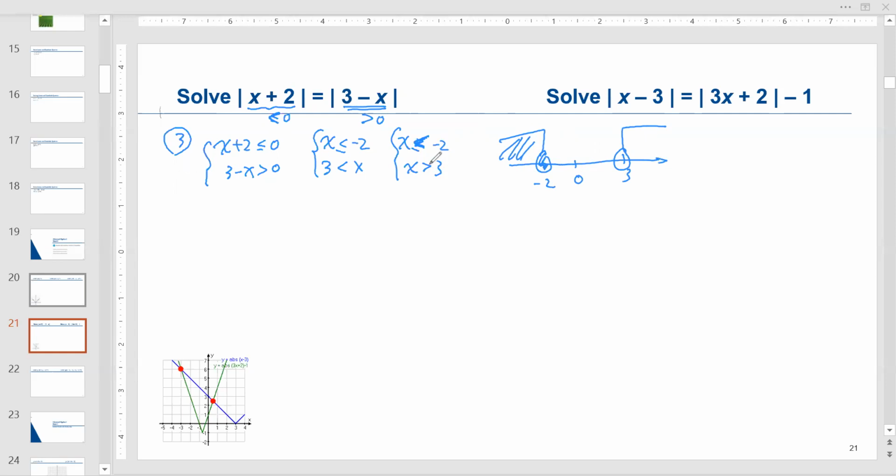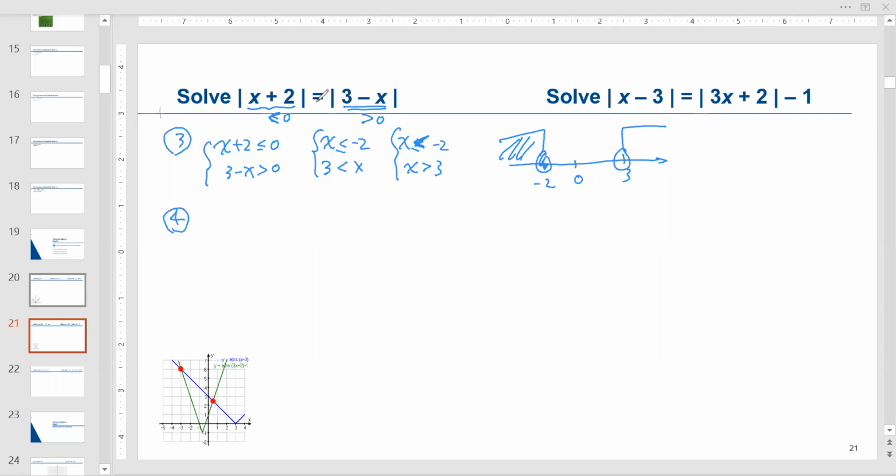So this situation does not exist, because you can see they cannot both make sense at the same time: x less than negative 2 and at the same time x greater than 3. That's impossible. There's no overlap area. All right, let's go to the fourth situation.